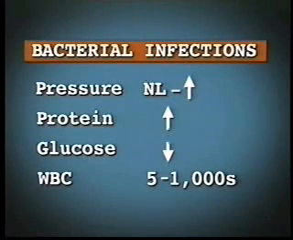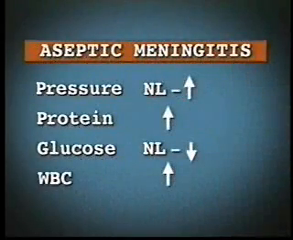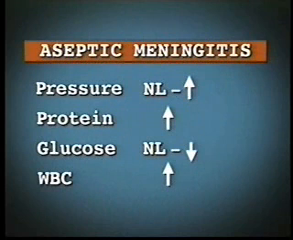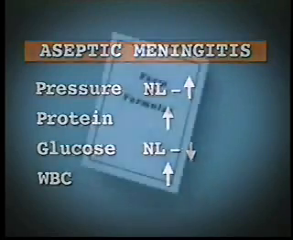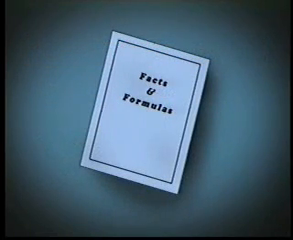Bacterial infections produce normal to elevated opening pressures, elevated protein, and low glucose. White counts range from 5 to thousands. They are predominantly polys. Aseptic meningitis produces normal or occasionally elevated opening pressure, elevated protein, and normal to low glucose. White count is elevated, polys in the early stages, then predominantly lymphocytes. These results can overlap. You will need to consider the clinical setting. Reference tables can be found in books like this one.